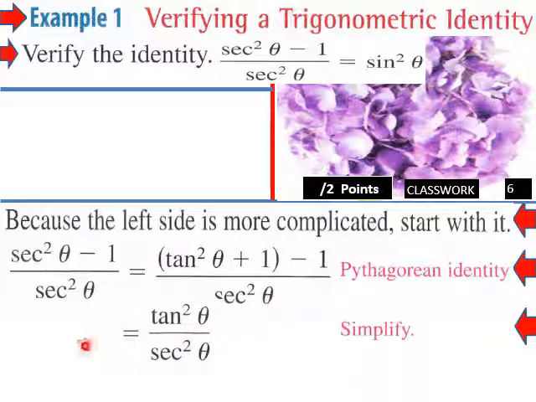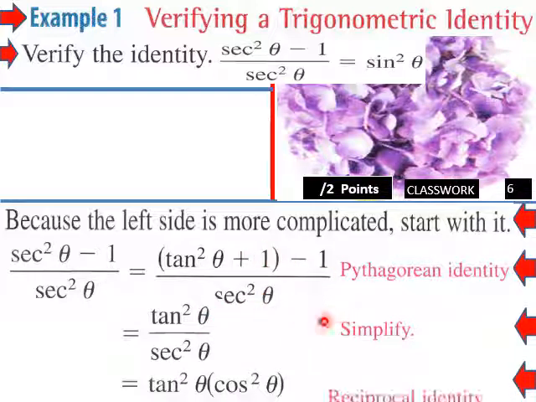And then tan squared theta over secant squared theta simplifies. So tan squared theta, these ones cancel each other out. So tan squared theta over cosine squared theta, this is a reciprocal identity here. Secant squared theta is 1 over cosine squared theta, remember? So if you flip it up, then you'll get this product here.